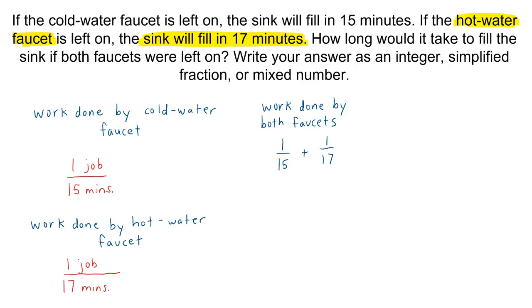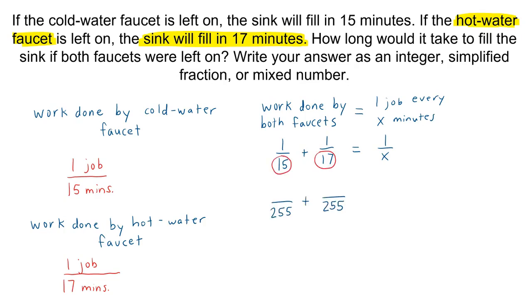So to calculate the work done by both of the faucets, we add 1/15 and 1/17 because one job every 15 minutes plus one job every 17 minutes equals one job every how many minutes? And that's the question that we need to answer. How many minutes will it take if the faucets are working together to fill the sink? So here's our equation. One job every 15 minutes plus one job every 17 minutes equals one job every X minutes. And we need to solve this equation for X.